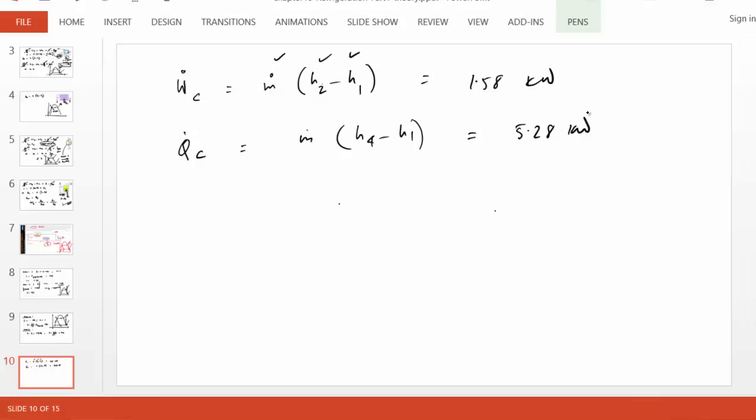Then if you divide that by 3.57, then we get it in tons of refrigeration. That turns out to be 1.5 tons of refrigeration. This 3.57 is just a conversion factor between ton and kilowatt. So therefore the COP of the refrigeration system, which is Q dot C by W dot C, turns out to be 3.33.